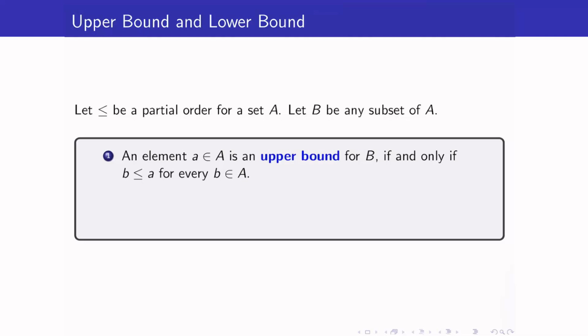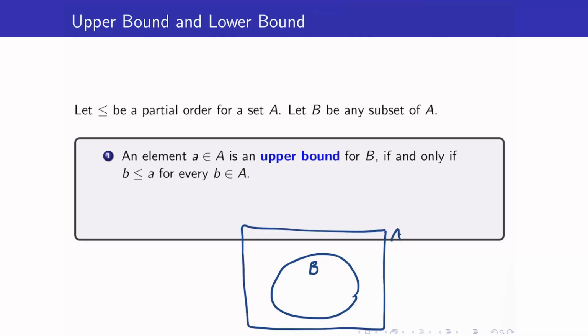So take note that what this means is that your upper bound may or may not be an element of B. This is your B. We are looking for an upper bound for B. And let's say this is my set A. An upper bound would be something like this. And if you draw the Hasse diagram, all the other elements of B would be smaller than this element.